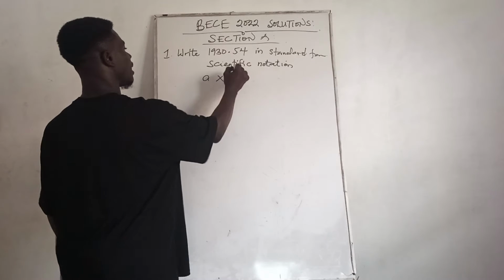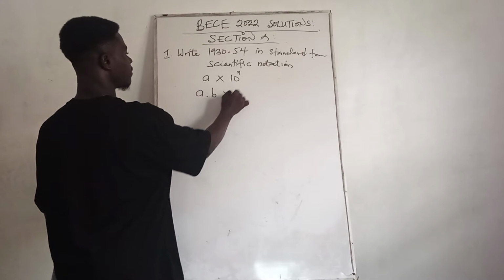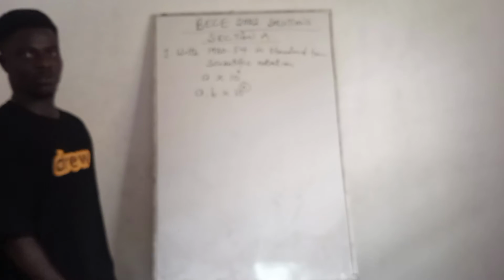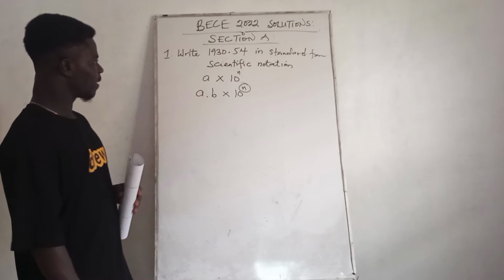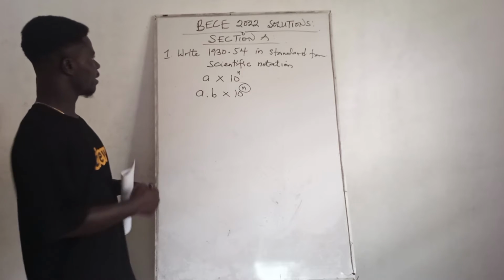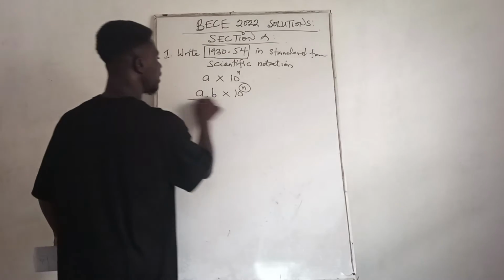It's always expressed in a form, you can say A times 10 to the power n, or we can write it as A point B times 10 to the power n, where n is an integer. So we can start here. Alright, so let's begin. Write 1930.54 in standard form.